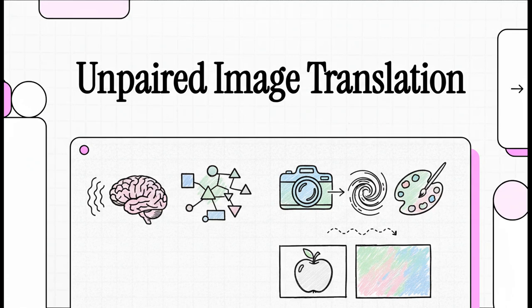Welcome to The Explainer. Today, we're diving into a pretty wild idea, an AI that can translate the style of one image onto another, but here's the kicker. It does it without ever seeing a before and after example. It's a fascinating puzzle, so let's get right into it.